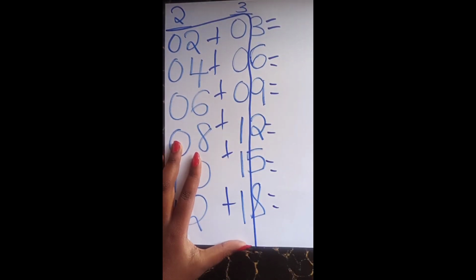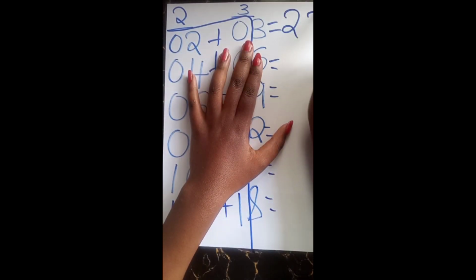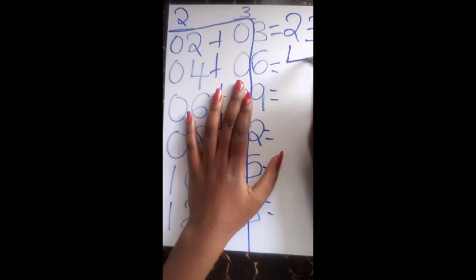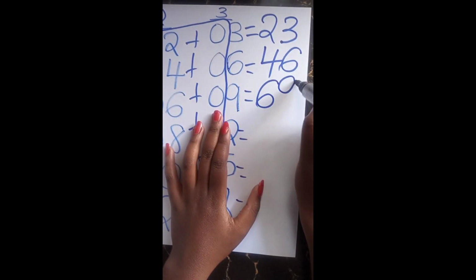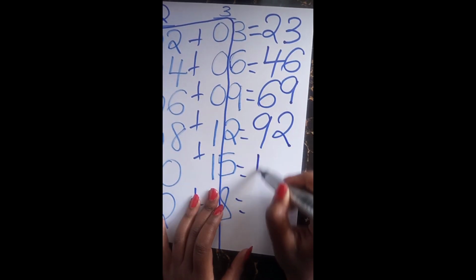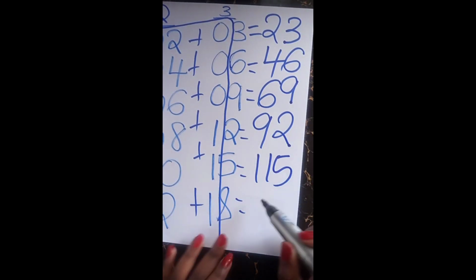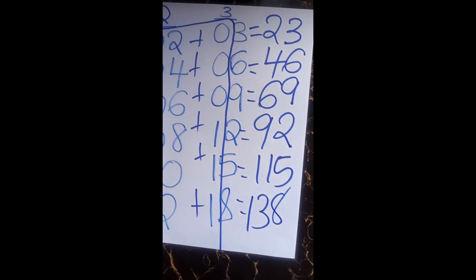Okay, so 2, what is 2 plus 0? 2 plus 0 is 2, then retain the 3. 4 plus 0 is 4, retain the 6. 6 plus 0 is 6, retain the 9. 8 plus 1 is 9, retain the 2. 10 plus 1 is 11, retain the 5. 12 plus 1 is 13, retain the 8.